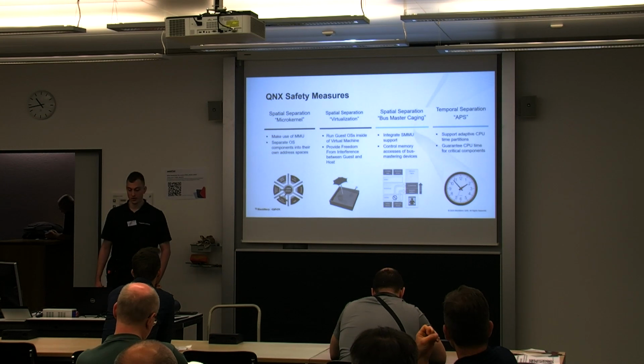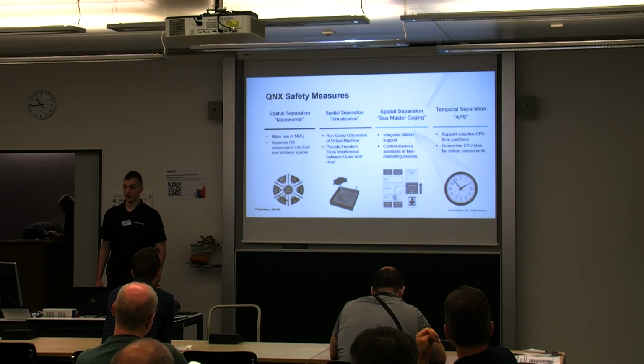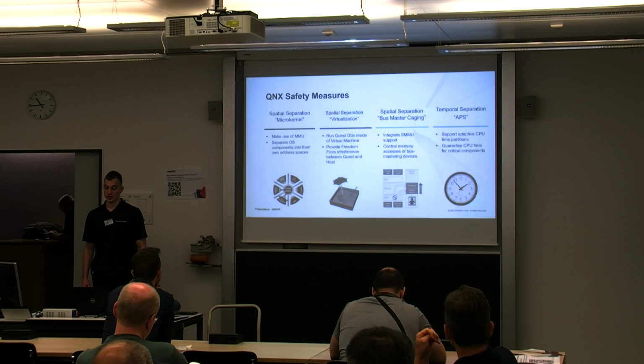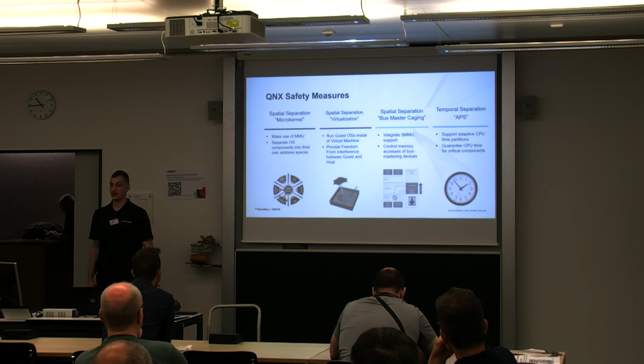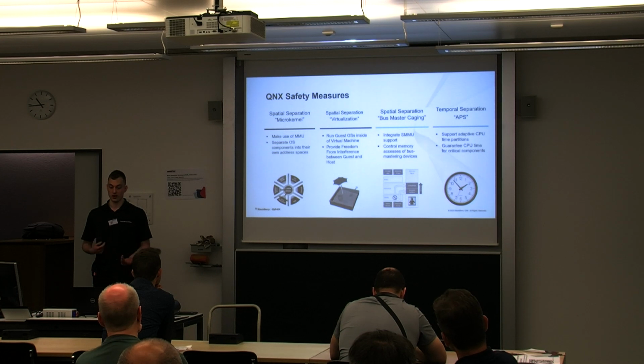But now you might wonder, okay, well, how does QNX actually achieve these spatial and temporal independence properties? And so first of all, for spatial independence, it's important to know that QNX has what is called a microkernel architecture. So this means that many OS components are run as standard processes in user space. So this also means that they have their own address spaces, and they can make use of memory management units to really enforce these address space protection mechanisms.